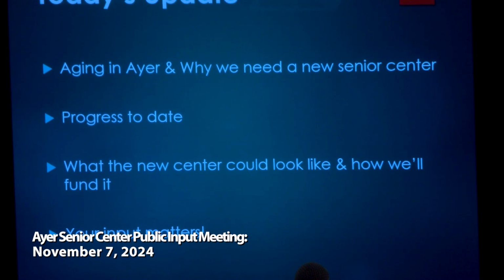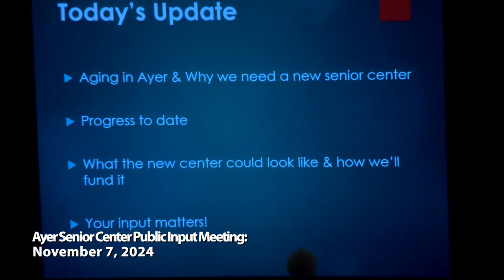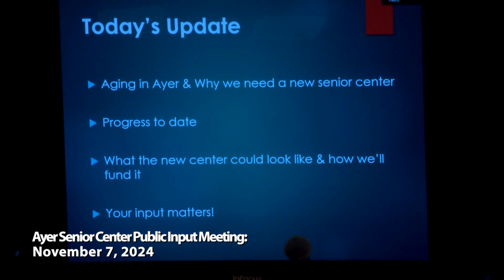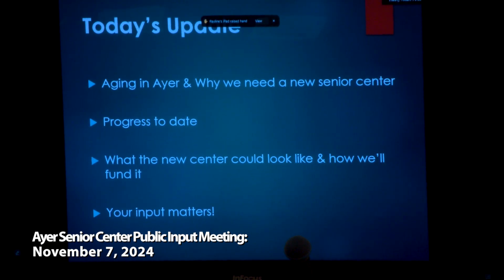A little bit about the format for today. The first thing we're going to do is have a presentation, should be about 20 to 25 minutes, about aging in Ayer and why we need a new senior center, the progress to date on the project, as well as what a new senior center could look like and how we'll fund it. If you could hold your questions till the end of the presentation, that would be great.